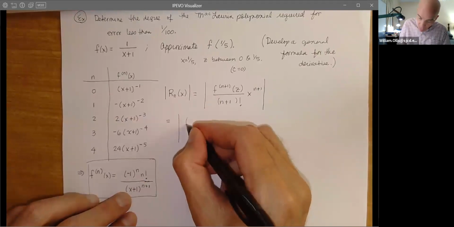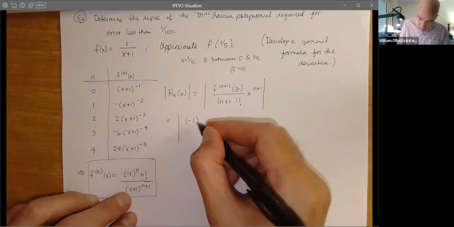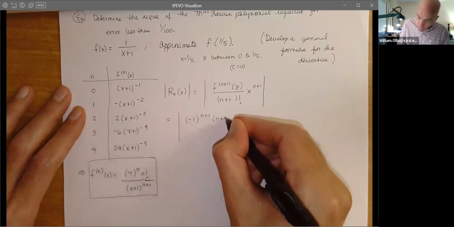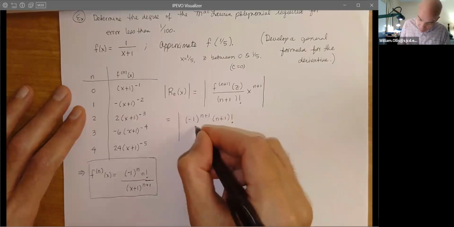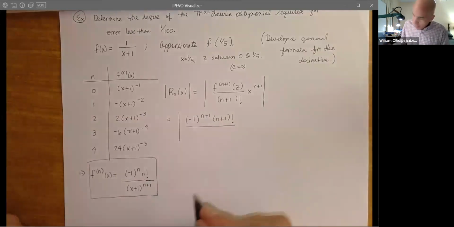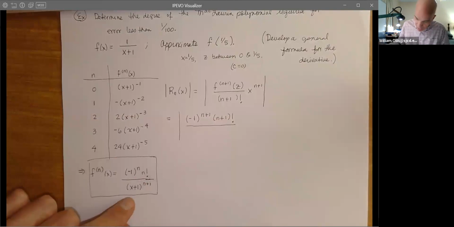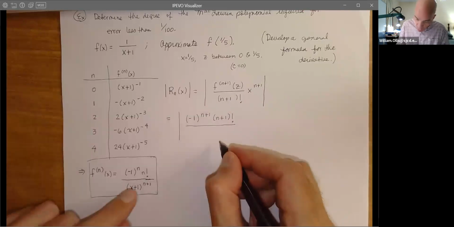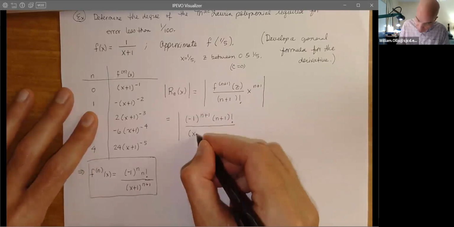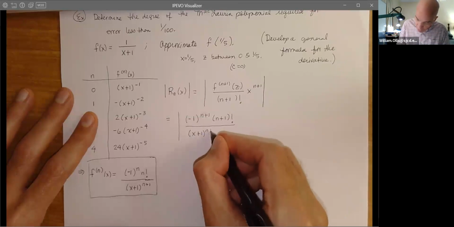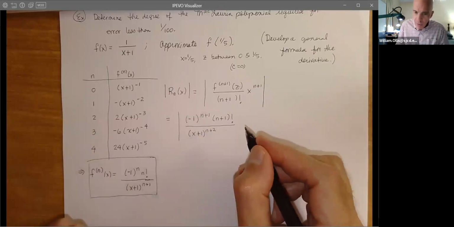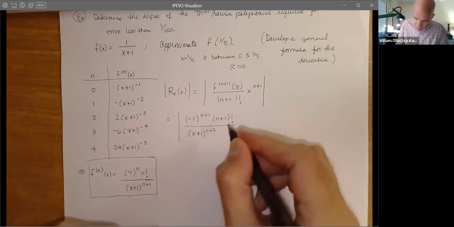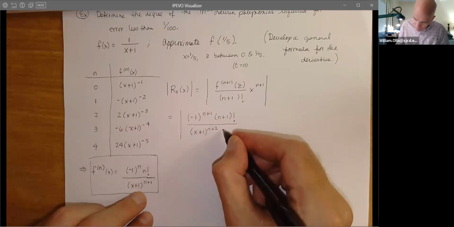So we get what? Negative 1 to the n plus 1, n plus 1 factorial, and here, sorry about that, this is correct. I'm going to have to put my n plus 1 factorial down here. So we get what? x plus 1 to the n plus 2. And then I'll fill in all the x's. And then let's see, we've got what? The n plus 1 here.